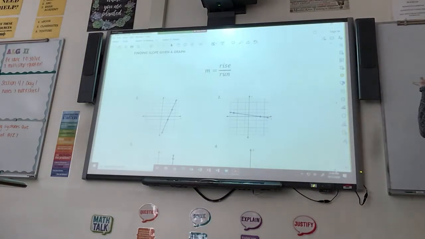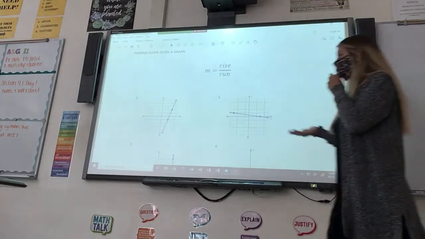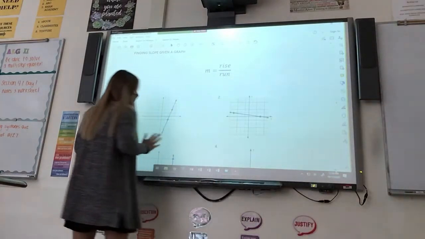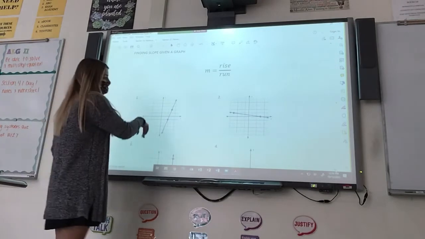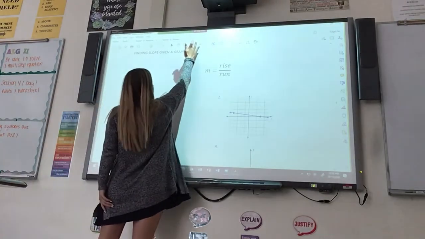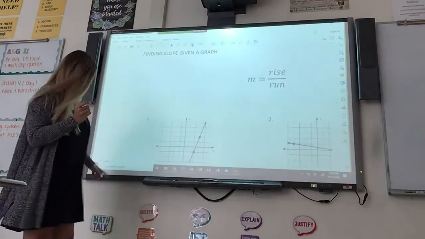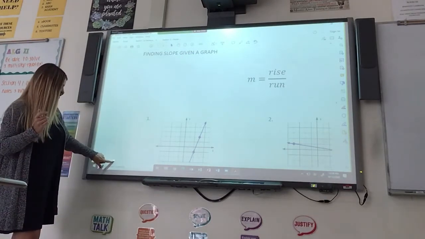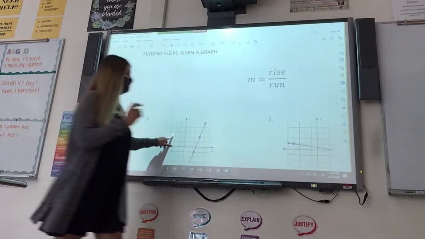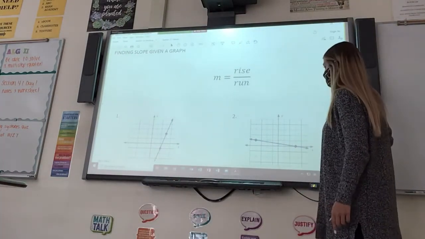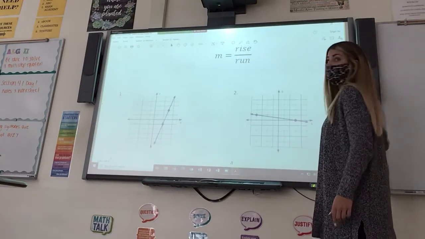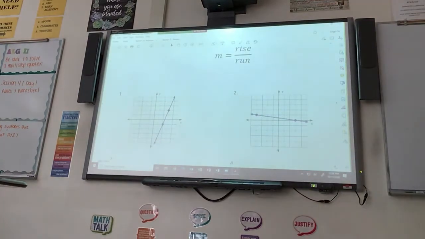So who has learned about slope before? Okay, so slope is the steepness of a line. The higher your rise is, the more steep your line is going to be. So if I wanted to find a slope given a graph, what would you guys do? Does anyone know how to find the slope when you're given a graph? If I put this picture in front of you and said, tell me the slope, how would you know what your slope is?